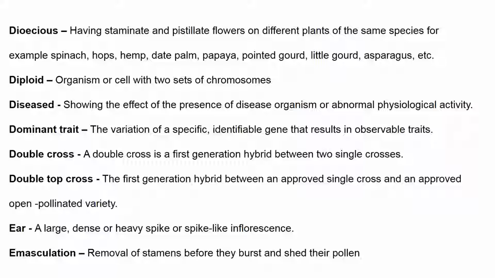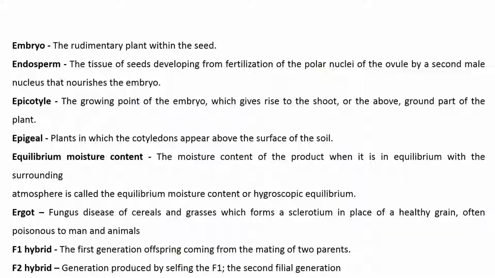Double cross: first generation hybrid between two single crosses is double cross. Double top cross means first generation hybrid between an approved single cross and an approved OPV, or open pollinated variety. Ear: a large, dense or heavy spike or spike-like inflorescence. Emasculation: removal of stamens before they burst and shed their pollen. Embryo: rudimentary plant within the seed.